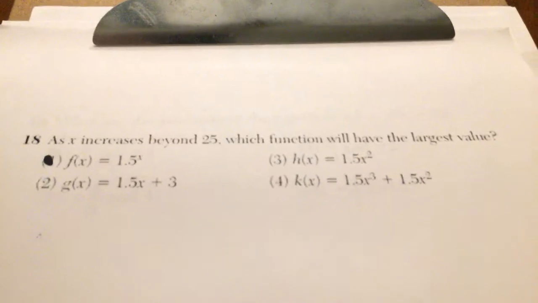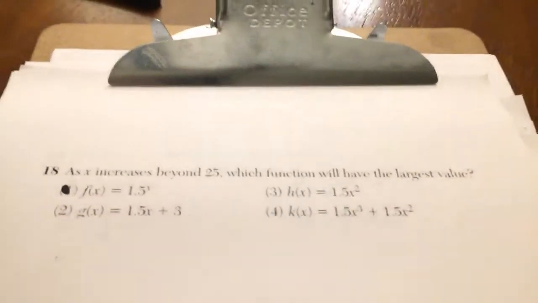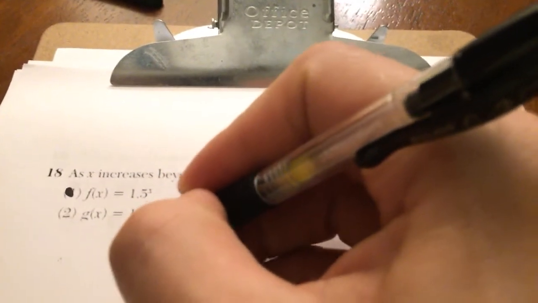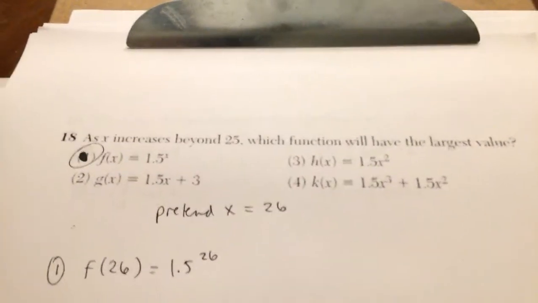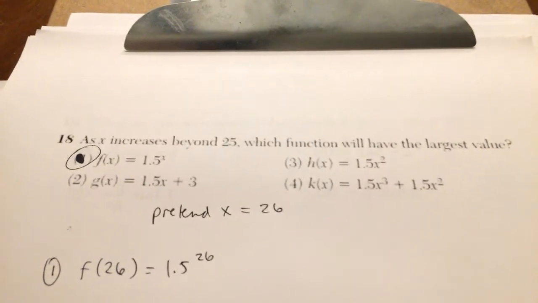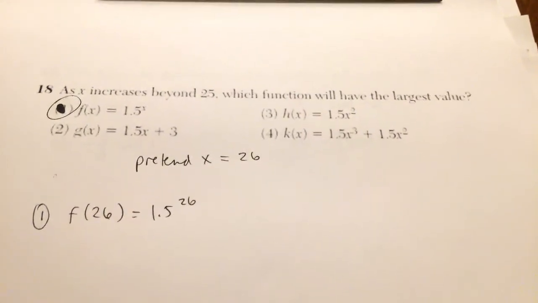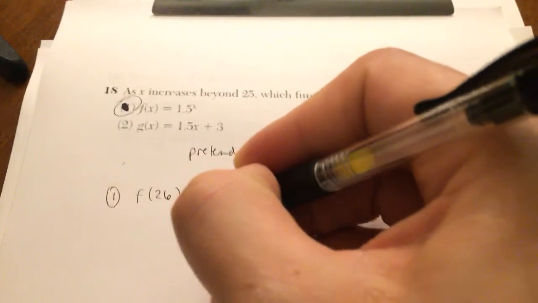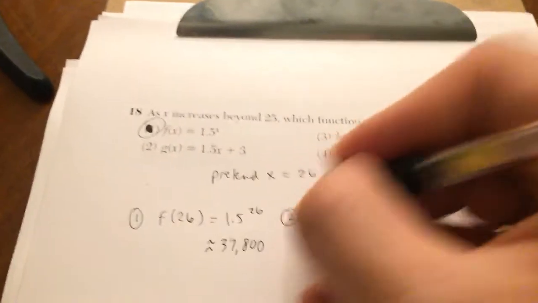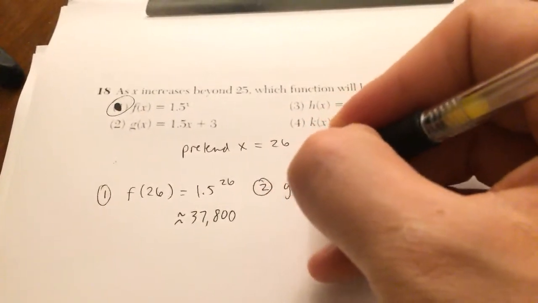As x increases beyond 25, which function will have the largest value? So let's pretend x is 26. So if the choice is number 1, if you do f of 26, you're going to get 1.5 to the 26th power, which is going to be about 37,800, approximately. If you do number 2, g of 26, this is a line. This one's not going to grow as fast.